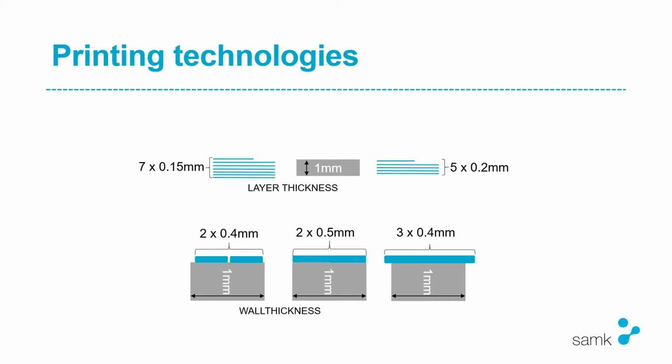So, printing technologies. What it means, how it affects. So here's the printing technologies' effect. If we talk about FDM 3D printing generally, for example, a part that is 1 millimeter in height, and if we use 0.15 millimeter layers, we know that it doesn't add up quite nicely. It doesn't go even because 1 divided by 0.15 is around 6.6.